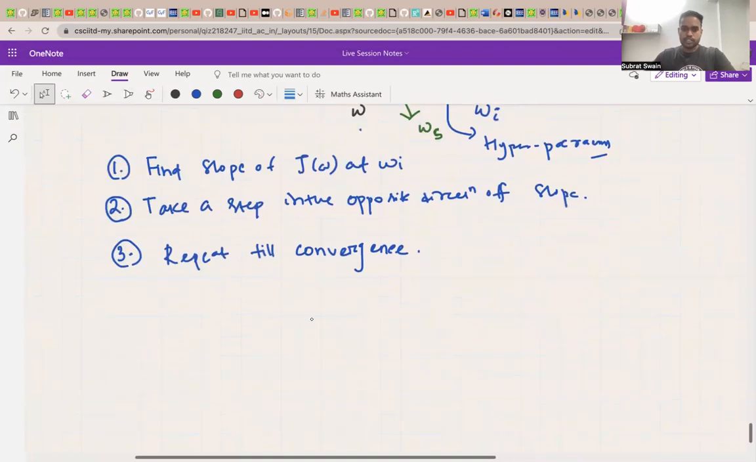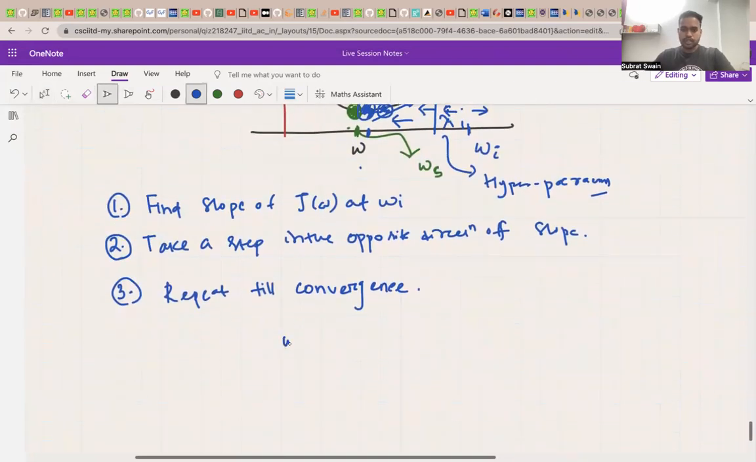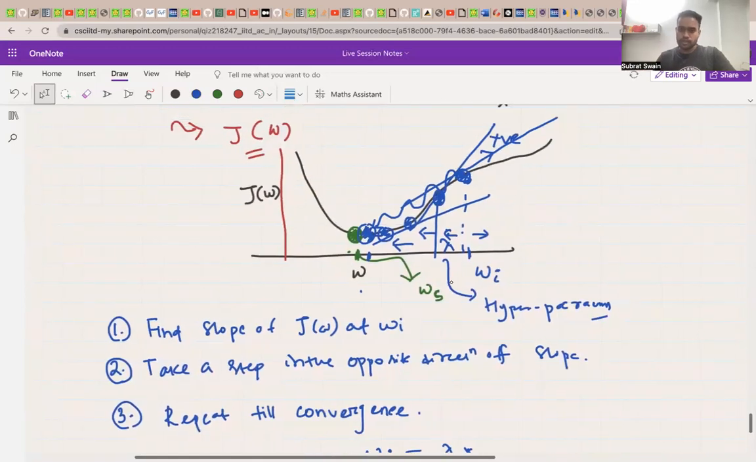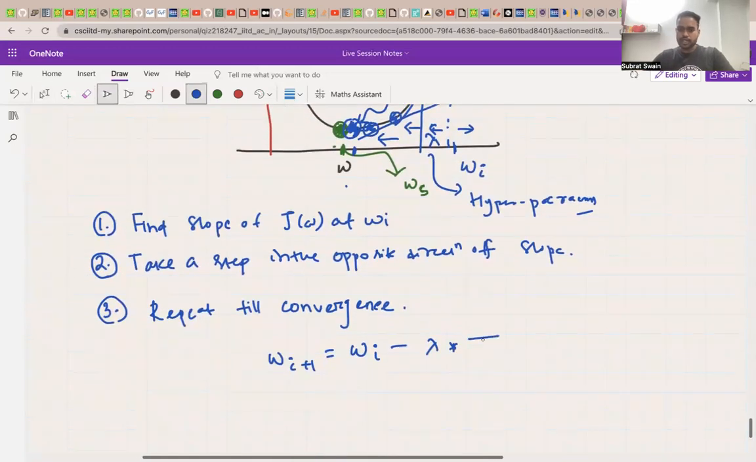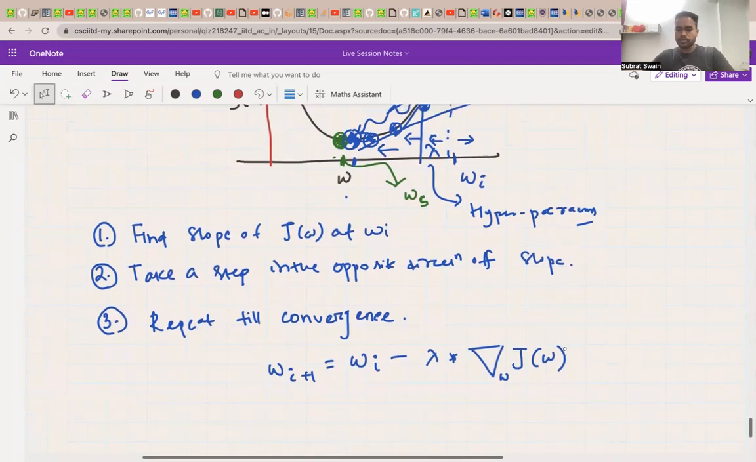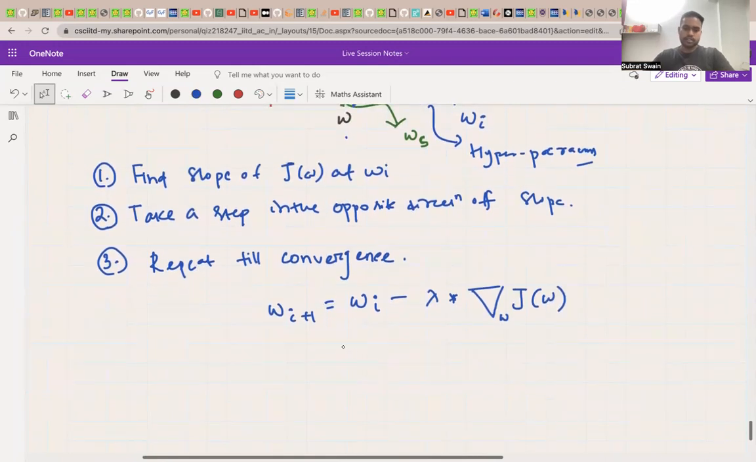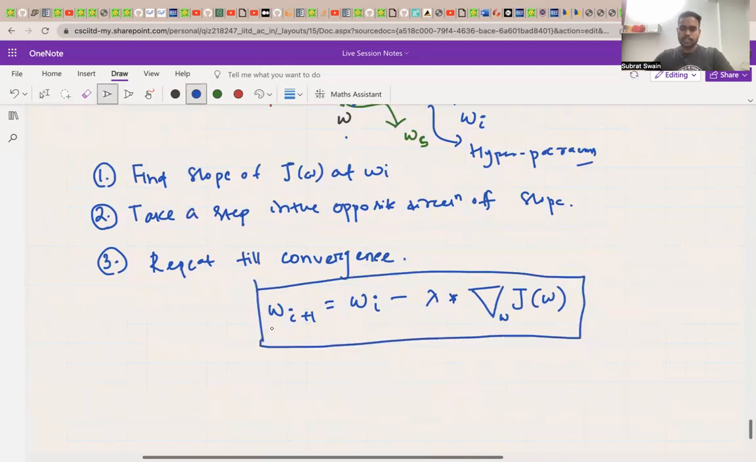So if I write it this way, w_{i+1} will be w_i, in the opposite direction, negative lambda times the gradient. How do you calculate the slope? The slope is calculated using the gradient, the gradient of J with respect to w. Okay, so this is the entire gradient descent algorithm.